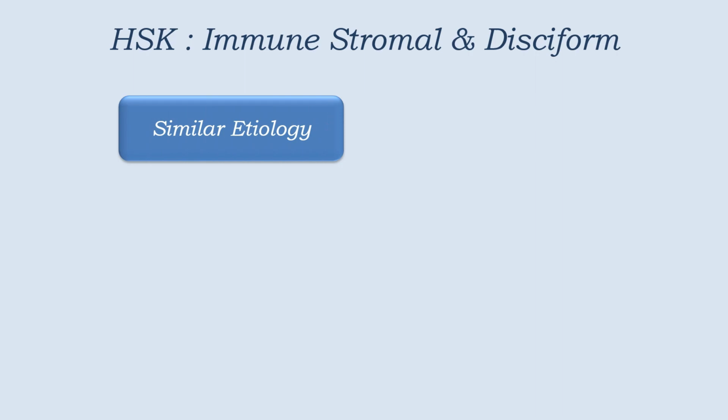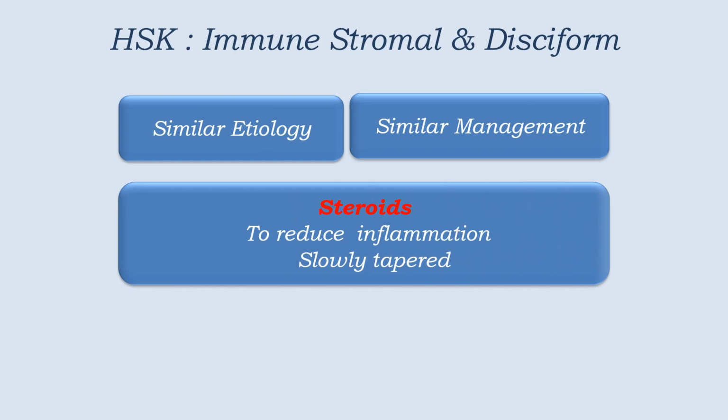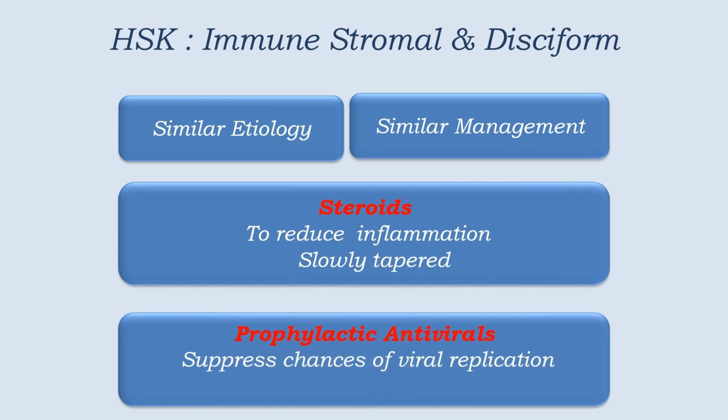Since the etiology of immune stromal and endothelial disease is same, treatment is also same, which means topical steroids are given and slowly tapered. Whenever topical steroids are given, prophylactic antivirals are a must because though these manifestations are immune and no viral replication is happening, steroids can trigger this and lead to dendritic ulcer.